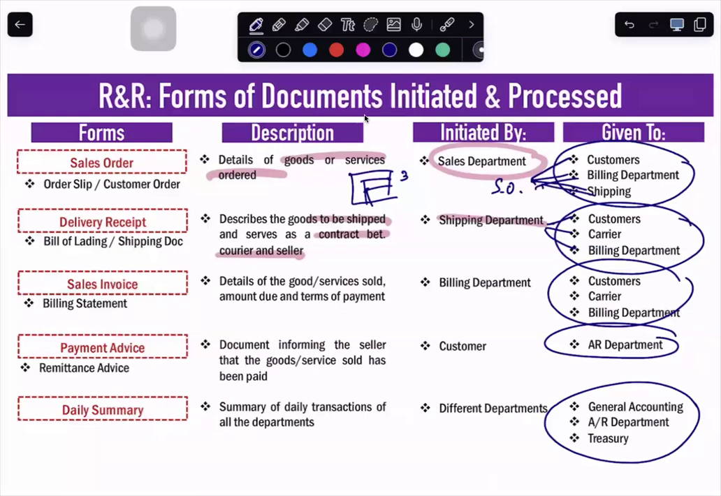Next, we have your sales invoice, also known as billing statement. It details the good or service sold, the amount due, and the terms of payment. So it is from the billing department and will be given to customers and courier, and lastly, a copy will also be kept by the billing department.